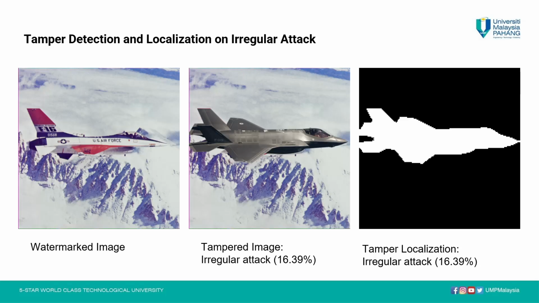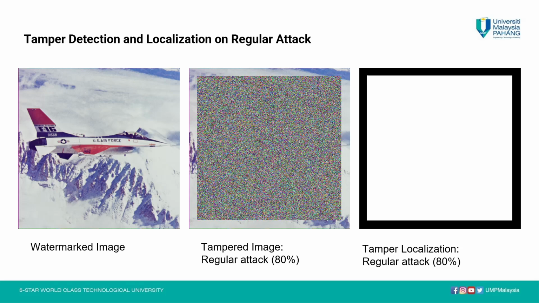So here is the watermarked image, and then we replace the airplane here, and then we localize the tampered area of the image. And this one also, the original image, and then we attack the block of image here, and then we can localize which part of the image was modified.